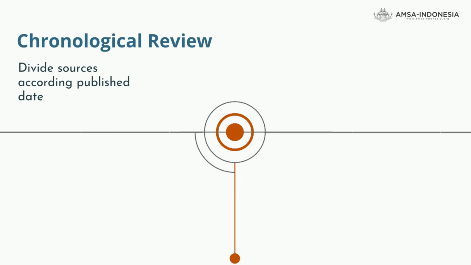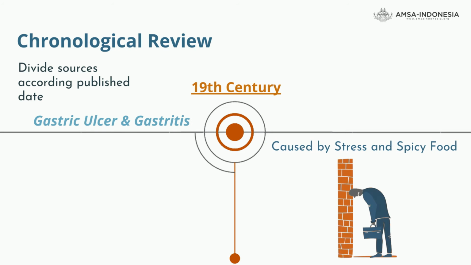First, we'll be talking about chronological review. Chronological review is to divide your resources according to when they were published. For instance, in the 19th century, most gastric ulcers and gastritis were thought to be caused by stress and spicy food.